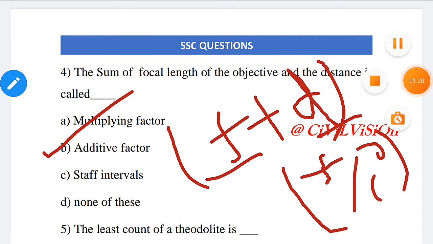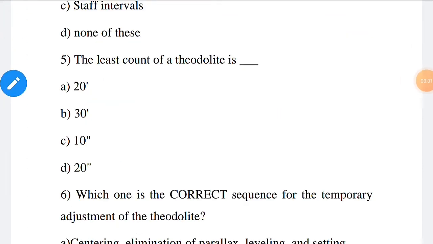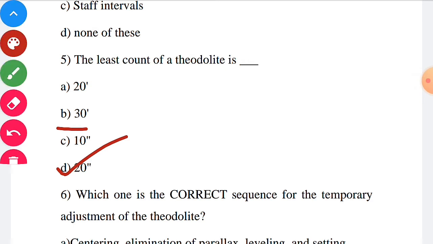Next one. Fifth one, the least count of theodolite. The least count of theodolite is 20 seconds, whereas in prismatic compass, the least count is 30 minutes. Next one.